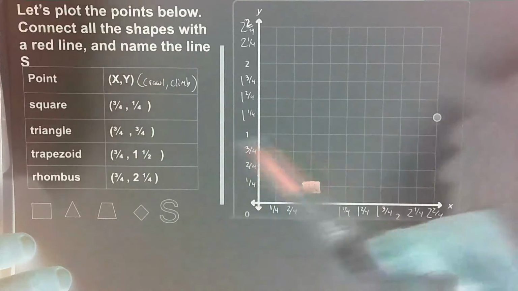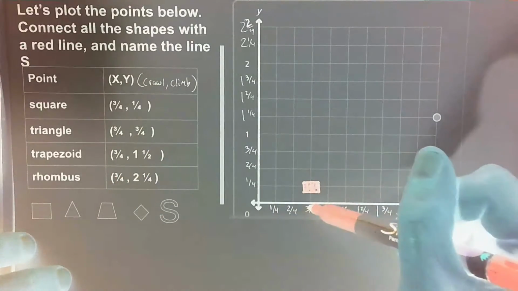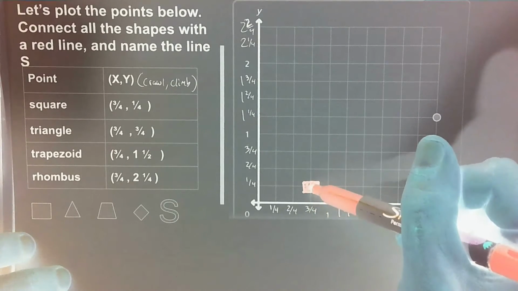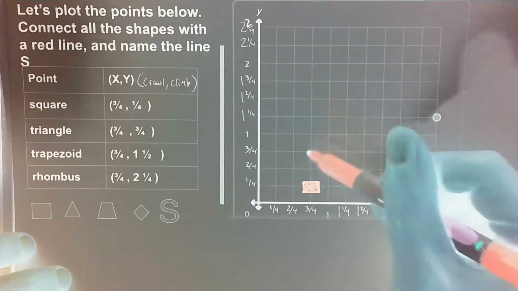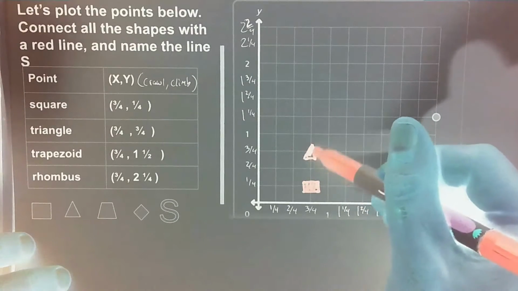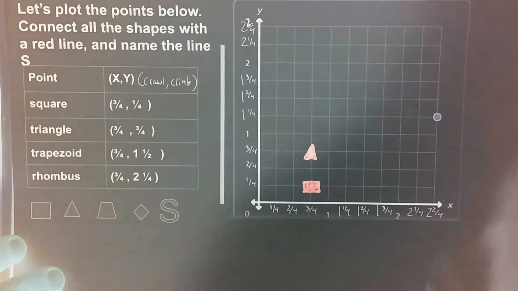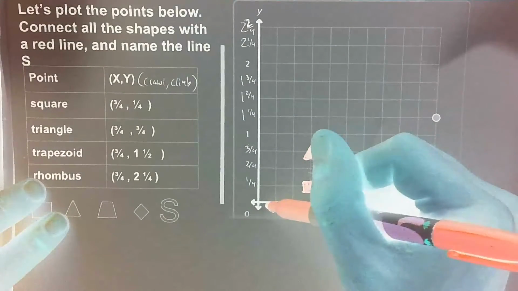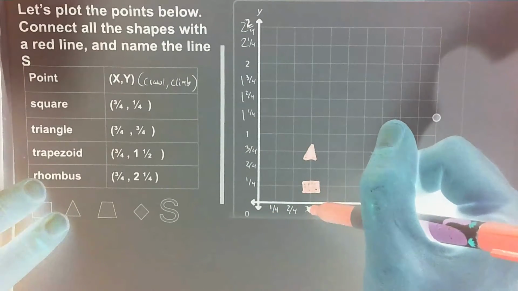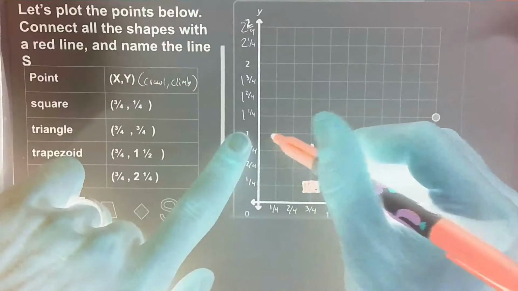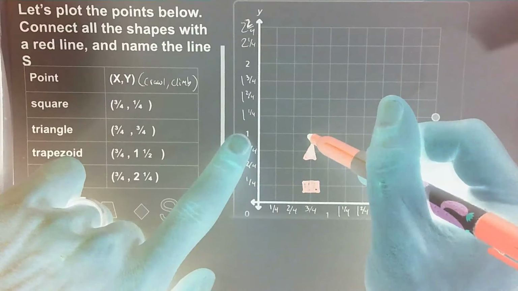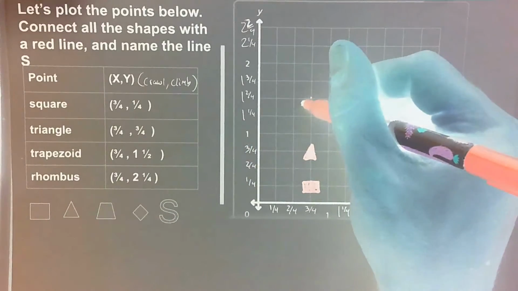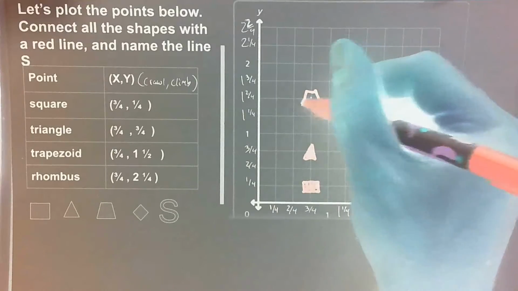The triangle, the same crawl of 3/4, but then the climb is also 1, 2, 3/4. Triangle's right there. Moving on to our trapezoid, same crawl again, 3/4, but this time the climb is going to be 1 1/2, which we know is equivalent to 1 2/4. Trapezoid, right there.